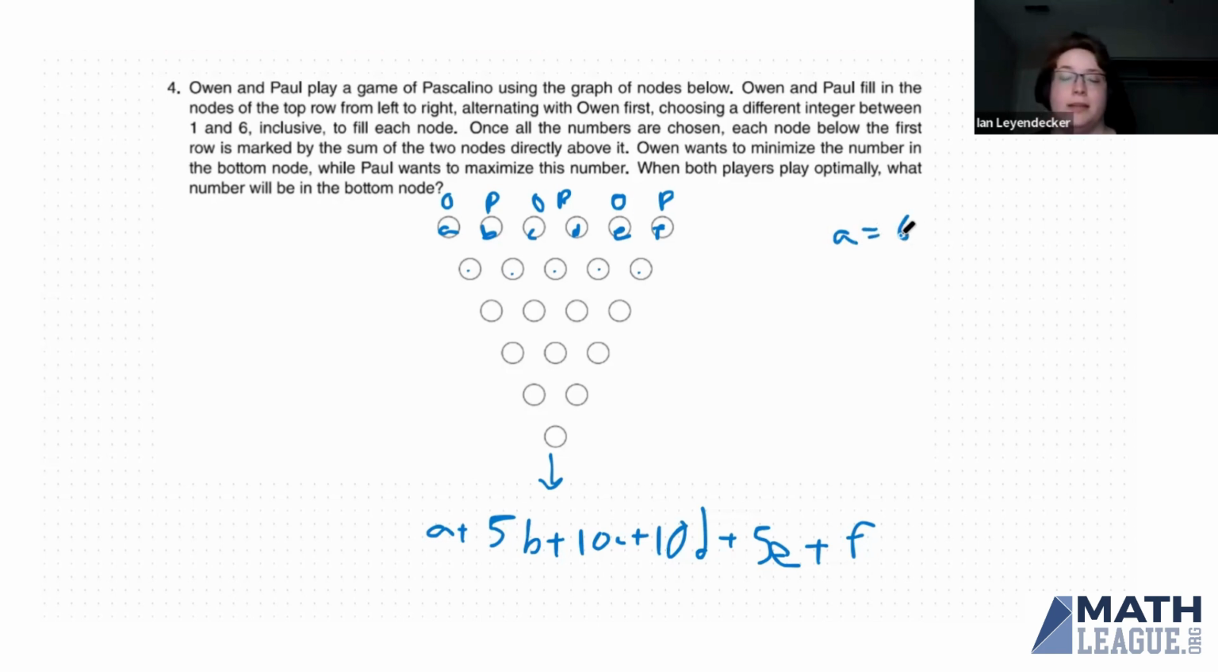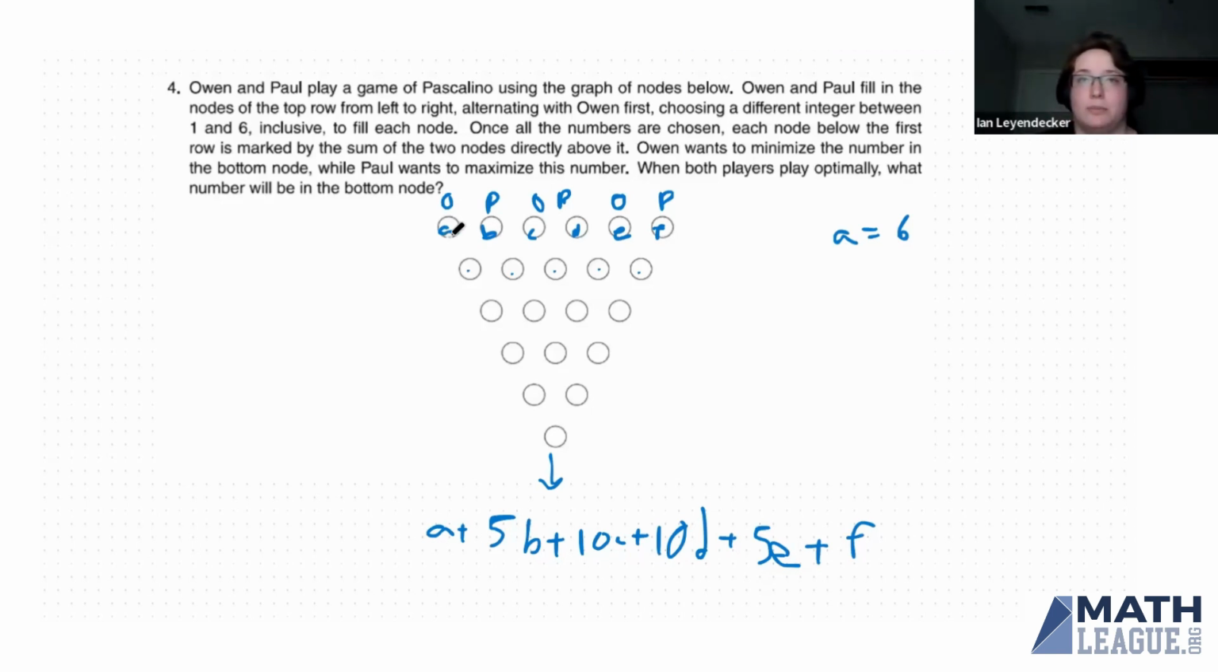That's his optimal move, because no matter what small value he puts in here, Paul would be able to handily beat his minimization advantage by putting 6 in place B. So Owen is going to put a 6 in A.